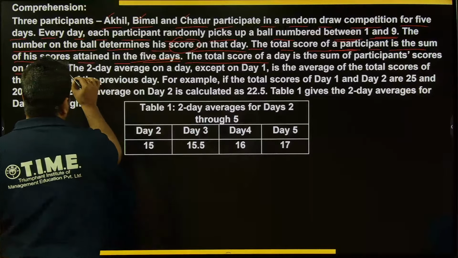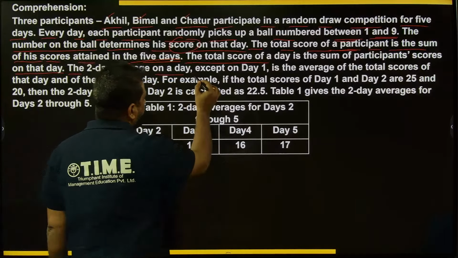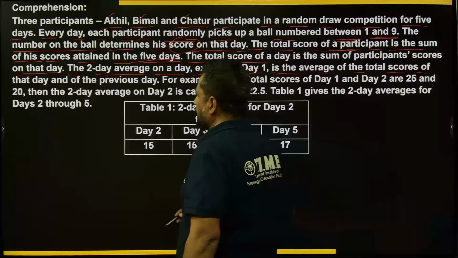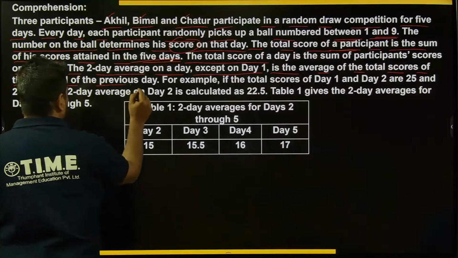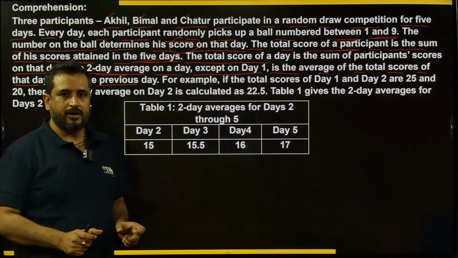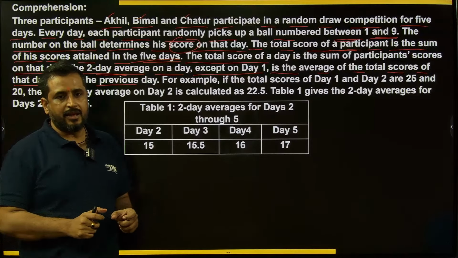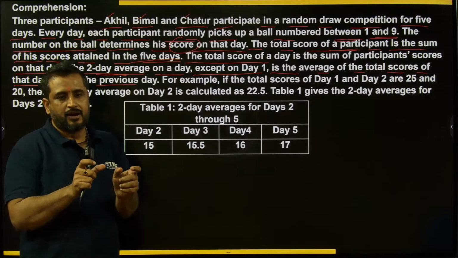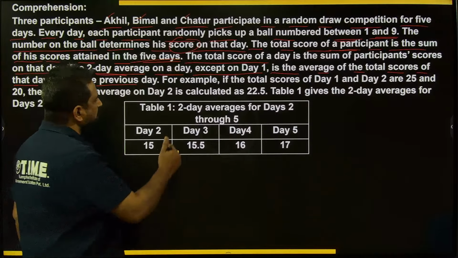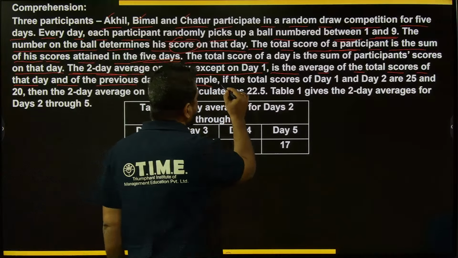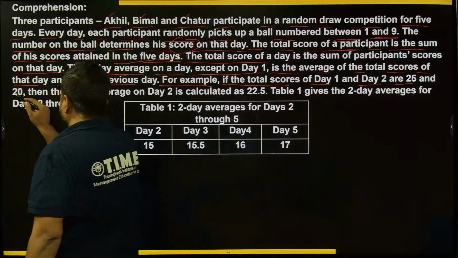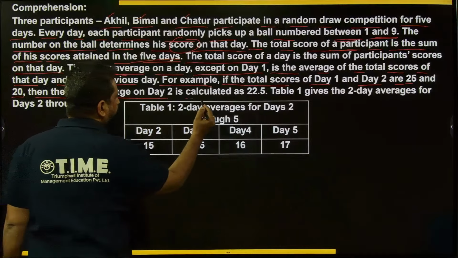Okay. The 2-day average on a day, except on day 1, is the average of the total scores of that day and the previous day. Okay. So 2-day average is nothing but day 1 and day 2 average. A day 2 or day 3 average. That is considered as a 2-day average. A day 3, a day 4. Day 4, a day 5. Okay. Fine. Further, what is given? For example, if the total scores of day 1 and day 2 are 25 and 20, then the 2-day average on day 2 is calculated as 22.5.